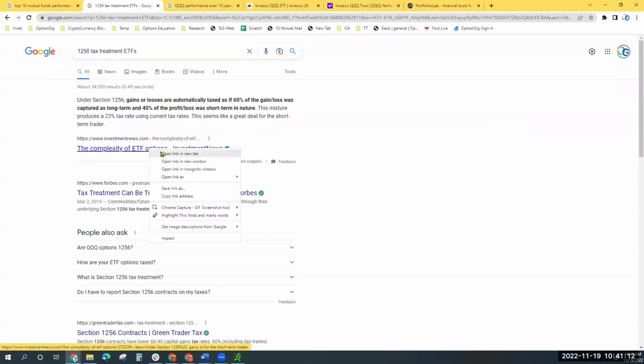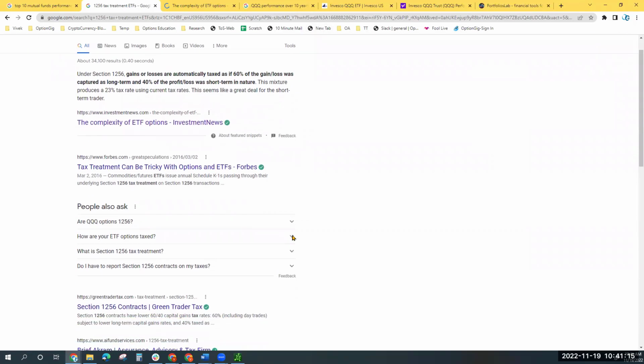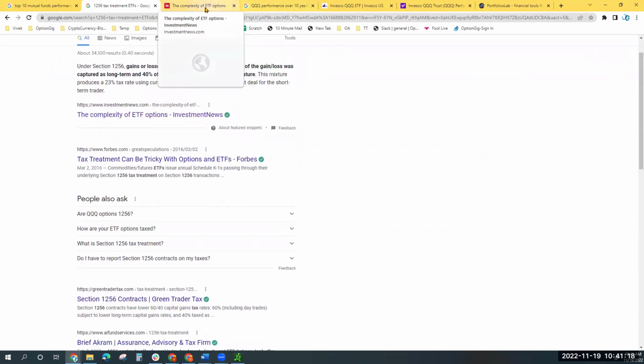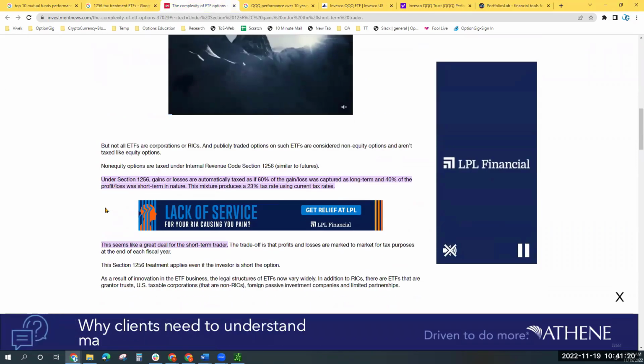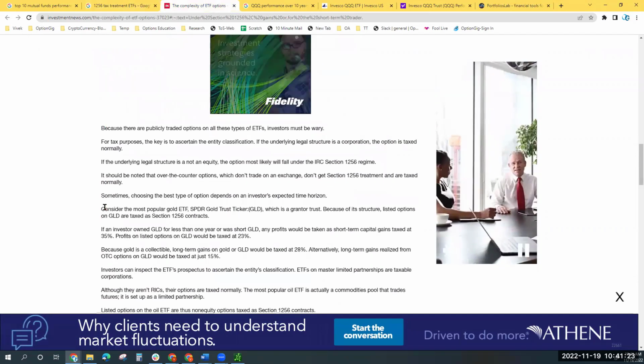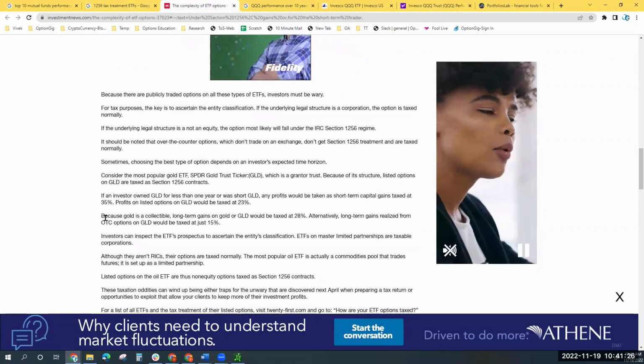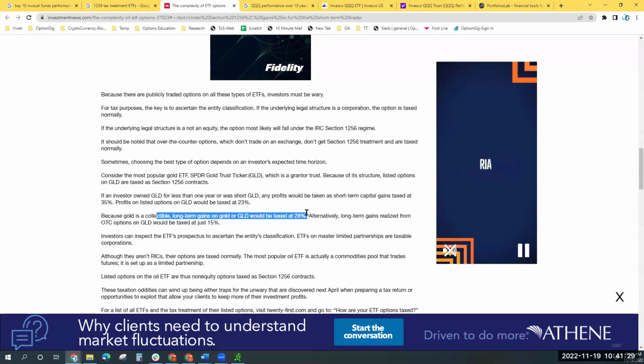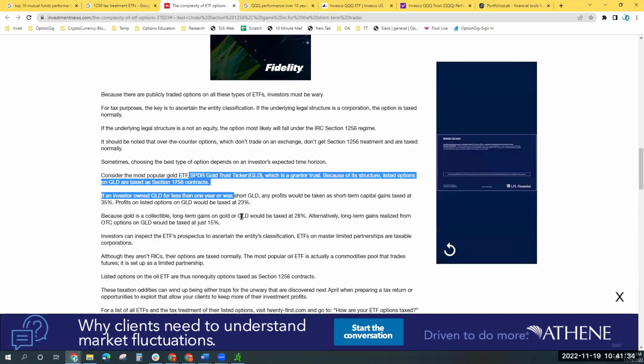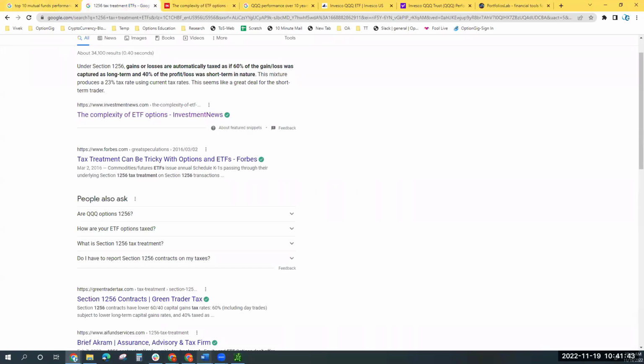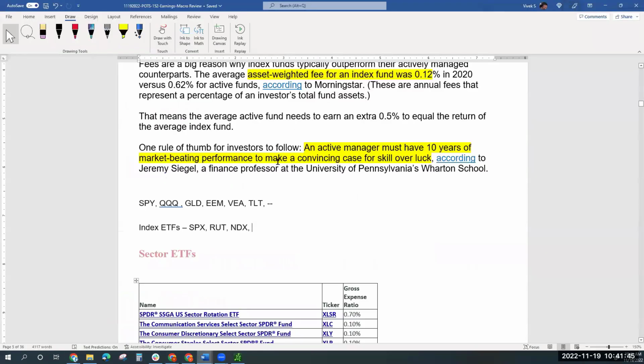The reason why I started focusing on the index was one of the reasons is because of these. Does it have a list? No, maybe I'll... Okay, gold is taxed at 28%. Yeah, looks like GLD is taxed as a 1256 contract. Yeah, maybe in the next session I can find some more information on this one. But I know that index ETFs, they are all 1256 treatment.